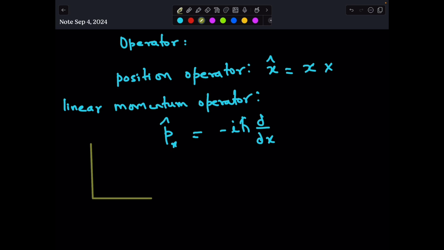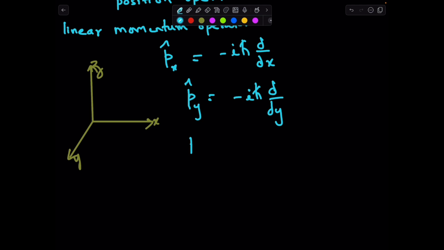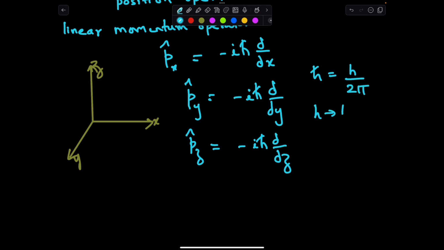So if we have the x, y, and z axis, then we have the linear momentum along the y-axis as minus i h cross d by dy, and the linear momentum along the z-axis as minus i h cross d by dz, where h cross equals h over 2 pi and h is Planck's constant.